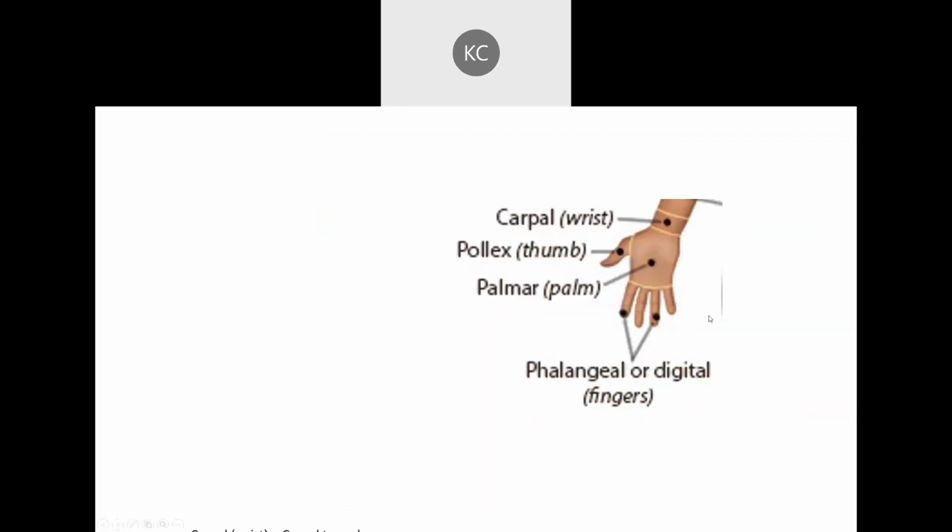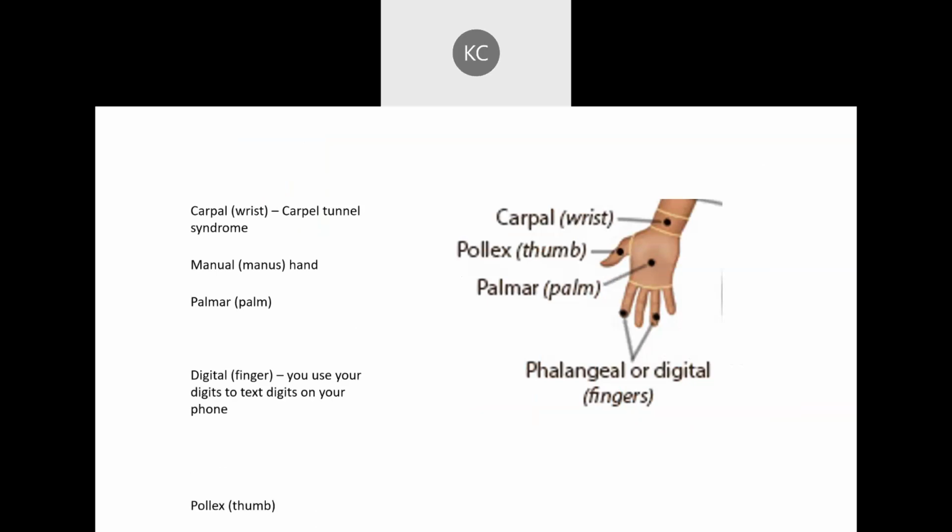So looking at some here on the hand and fingers, we have carpal. Carpal is referring to wrist. When we do the skeletal system and nervous system, we'll talk about something called carpal tunnel syndrome, which is the compression of a nerve, the median nerve, in this region. That nerve runs through the wrist region, so it's called carpal tunnel syndrome.